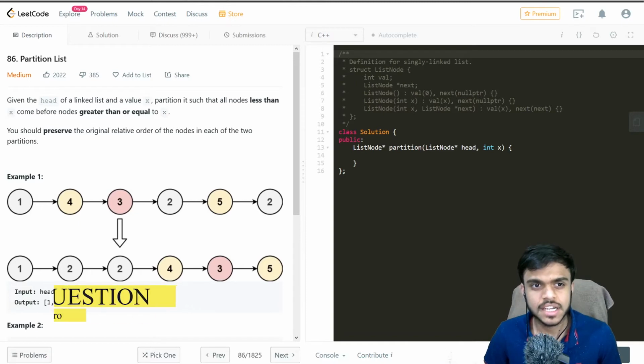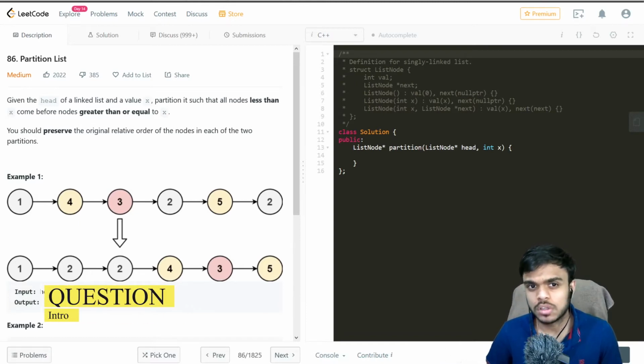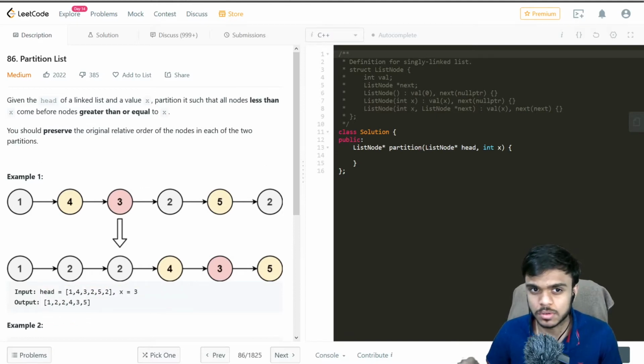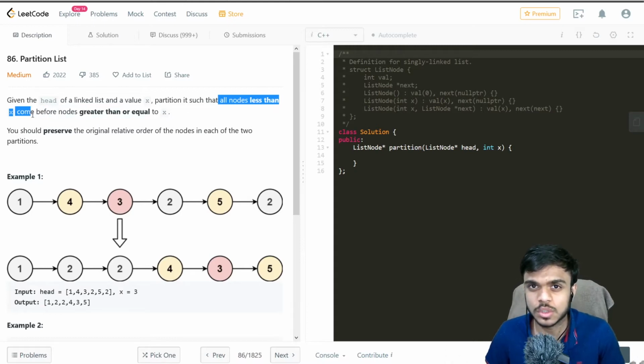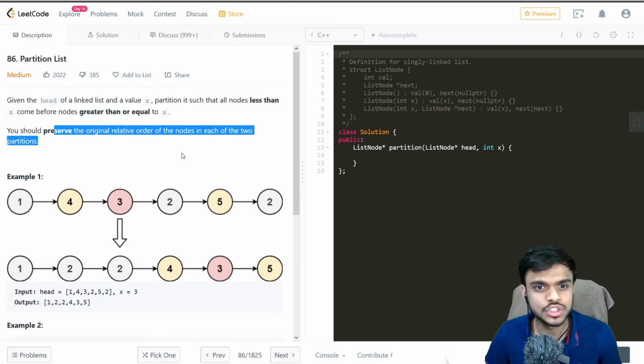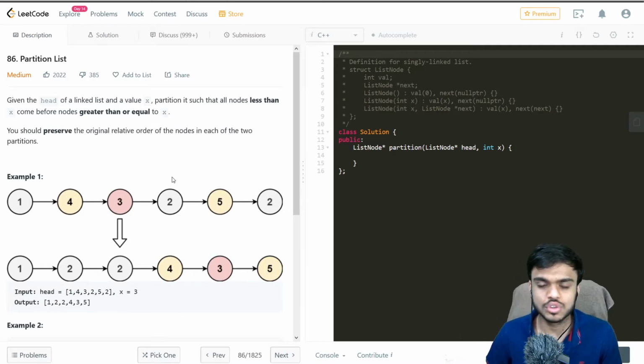Given the head of a linked list and a value x, partition it such that all nodes less than x come before nodes greater than or equal to x. One thing to mention here is that all the nodes that are just less than x, so whatever is equal to x will not be included, come before nodes that are greater than x. Okay, so this is one condition. Also, one more condition that they have given is you should preserve the original relative order of nodes in each of the two partitions. So they are saying that we need to maintain the ordering that is currently present.